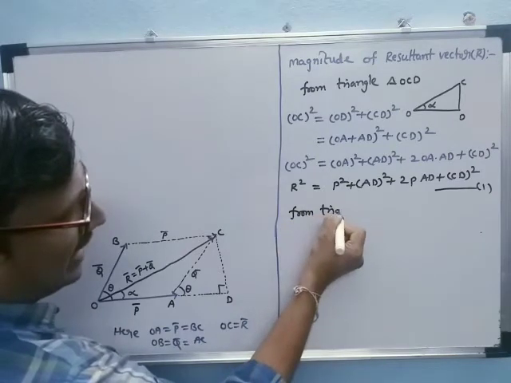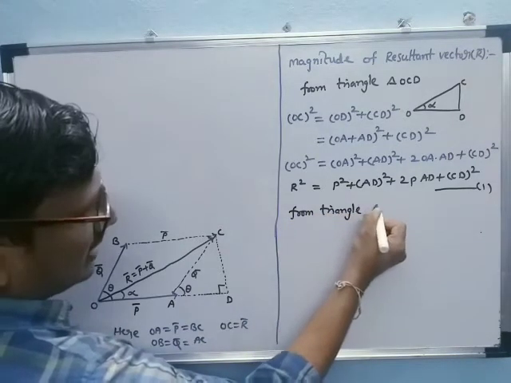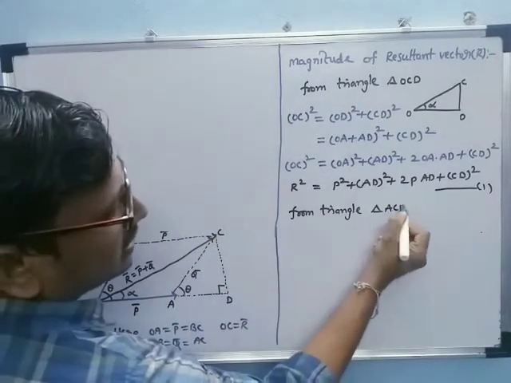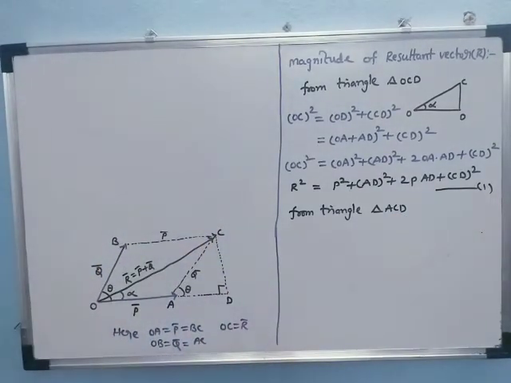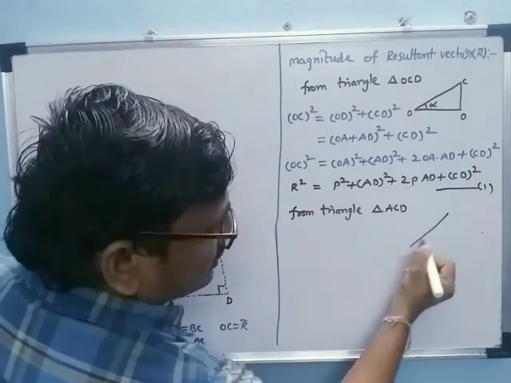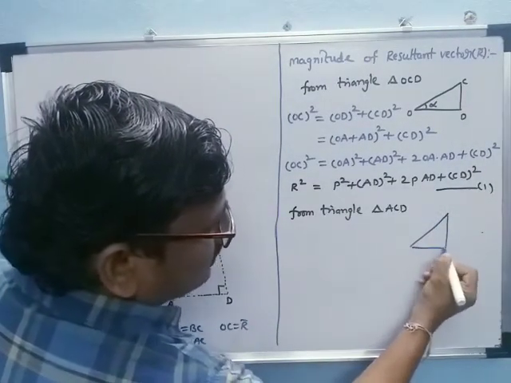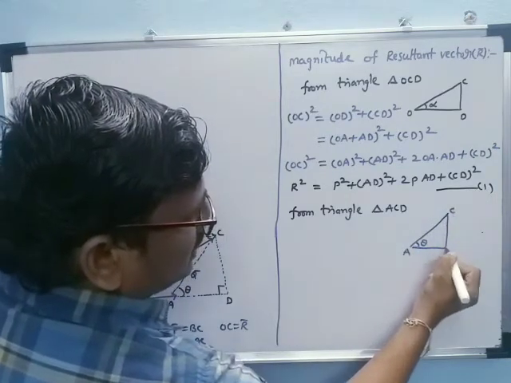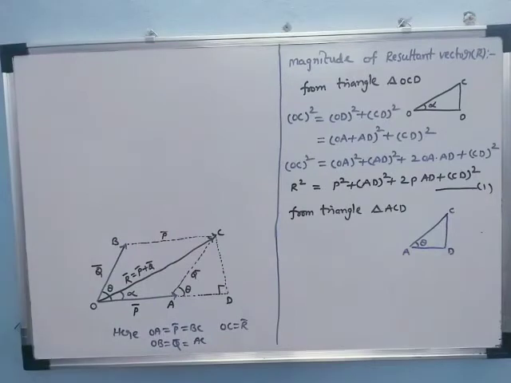From triangle ACD, apply sin theta and cos theta. This is the triangle, and this angle is theta. This point is A, this point is C, and this point we consider D.